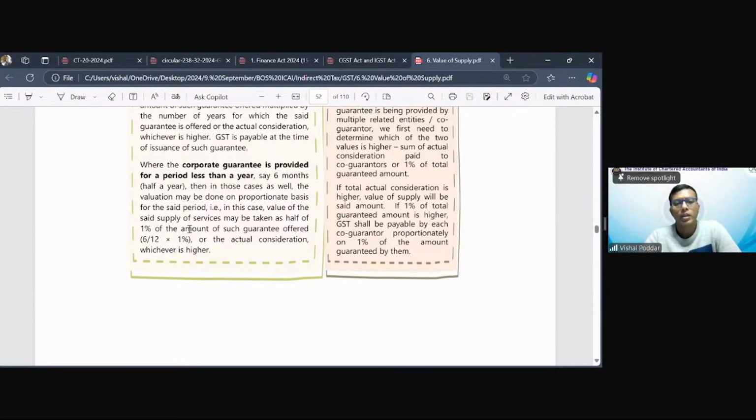So in my example, if we are taking a loan on 1st of December, then 1st December to March is 4 months. So 1% divided by 12 multiplied by 4 will be your answer.